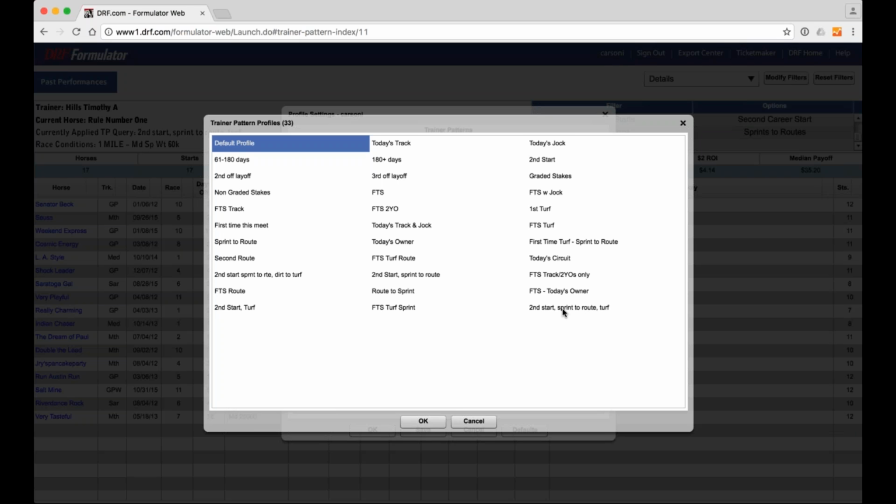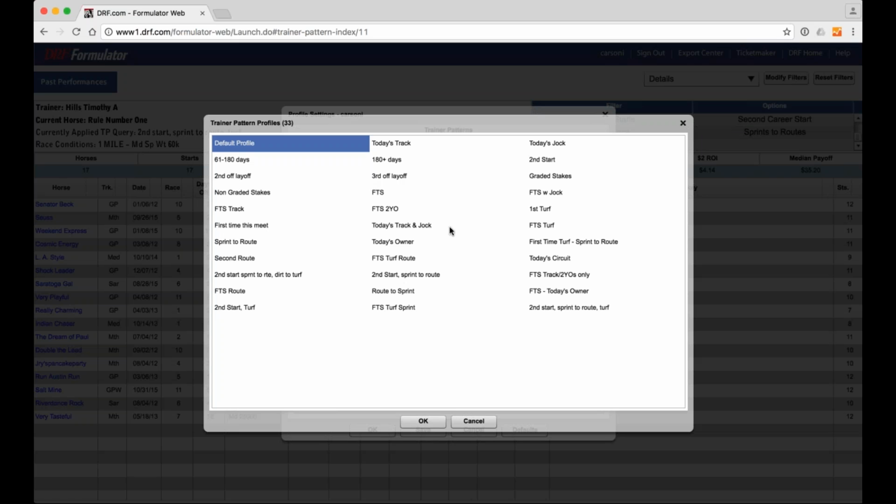So I like to have that so that I don't have to do it for every horse. Anytime I see a horse that's going second start, sprint to route on the turf, I'm good to go. And I have other ones, just second start, sprint to route. I have second dirt to turf, right? I've got one for everything.